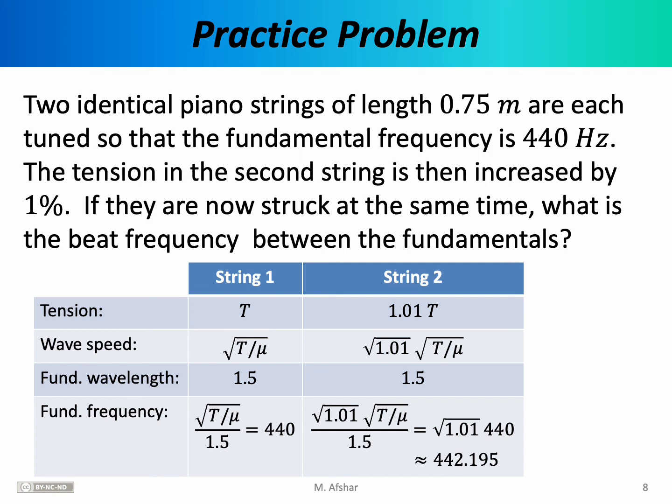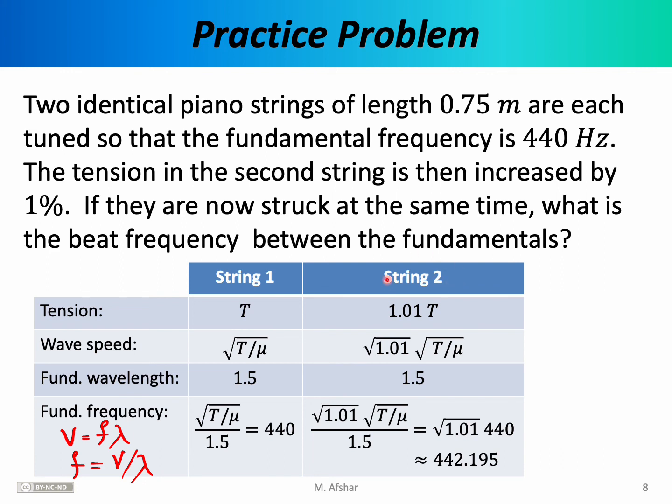Recall that we can express wave speed, frequency, and wavelength as follows. If you rearrange this formula, you find that frequency is speed over wavelength. Now that we have expressions for speed and wavelength, we can say that the fundamental frequency in string 1 must be the wave speed, which is the square root of T over mu, divided by wavelength 1.5, and of course this must equal 440 because string 1 was tuned to play 440 Hertz.